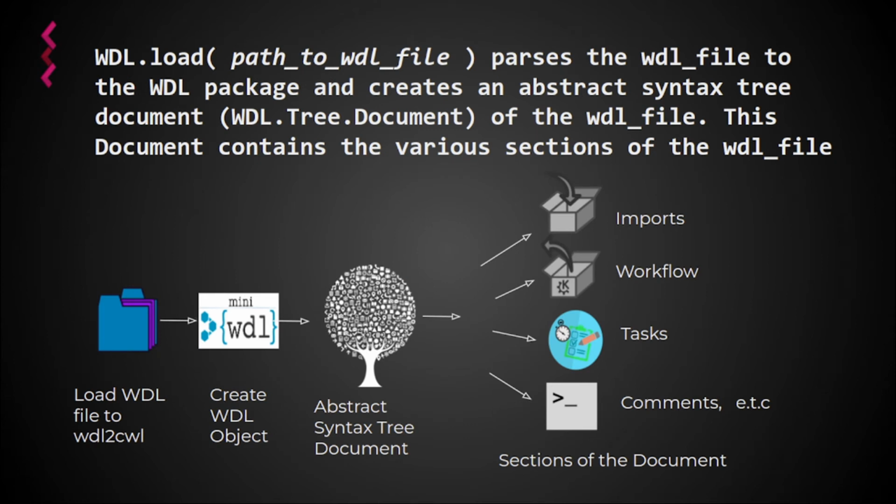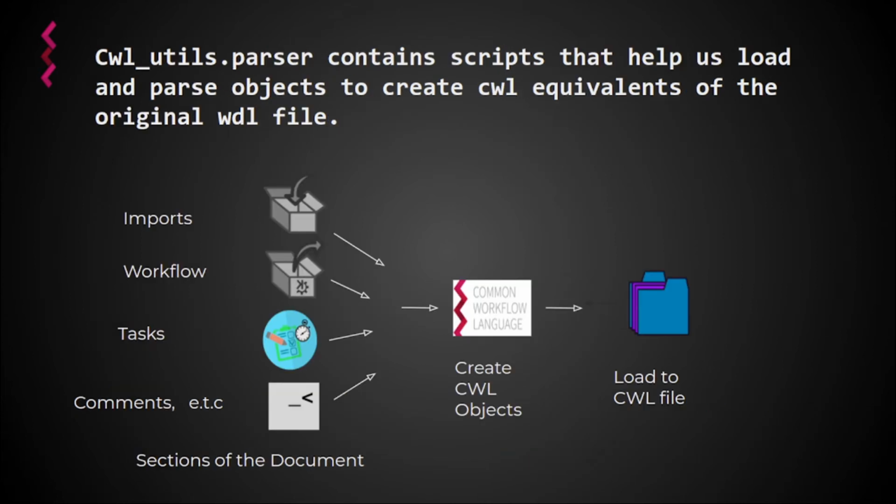Passing a WDL file path to the WDL load method parses the WDL file and returns an abstract syntax tree document that contains the various sections of the WDL file. This includes the various imports, workflows, tasks, comments, and more. These sections are then handled individually and passed to the CWL utils parser to create a CWL document and returned to a CWL file or standard out.